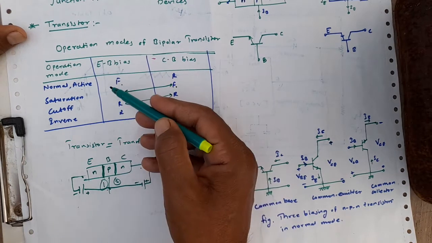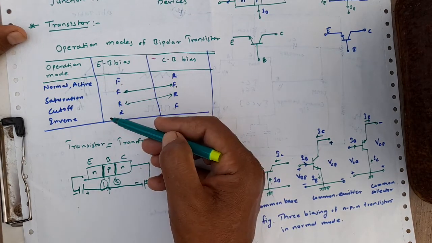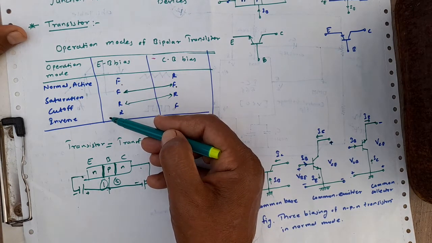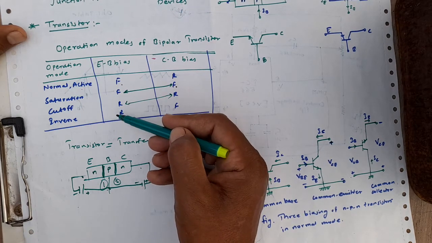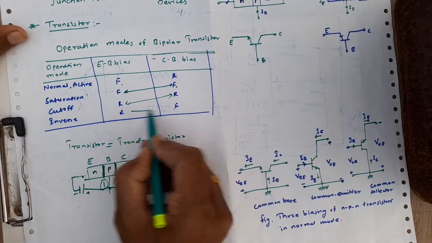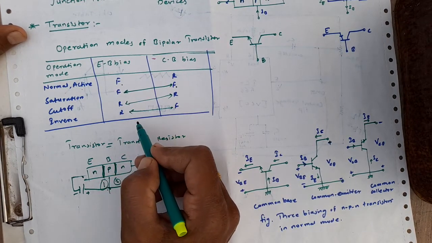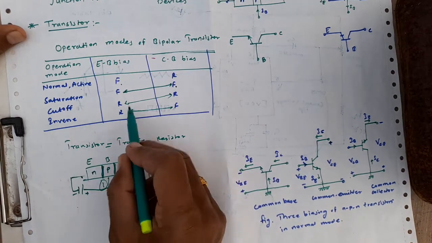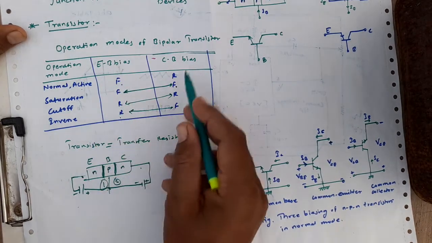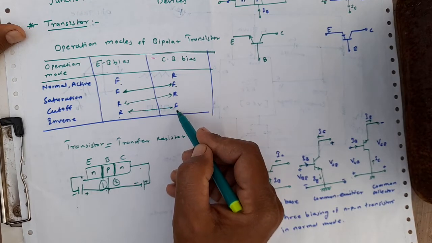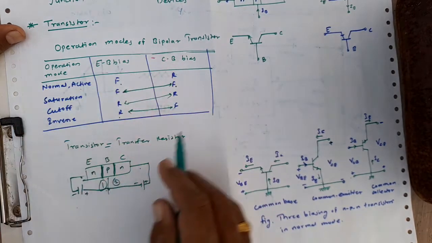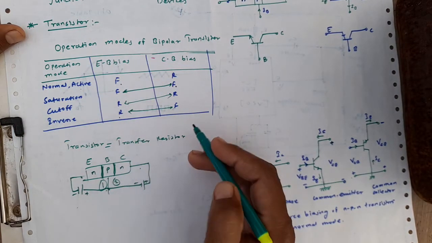Now if we reverse the biasing conditions of the normal active mode, then we will get the inverse operation mode of the transistor. That is, the EB junction has to be reverse biased and the CB junction has to be forward biased. So these are the operation modes of the bipolar transistor.